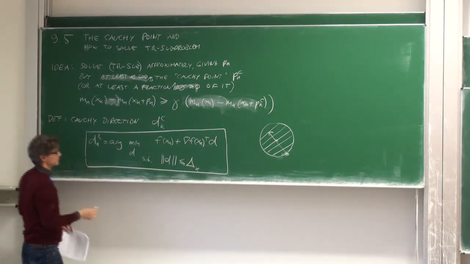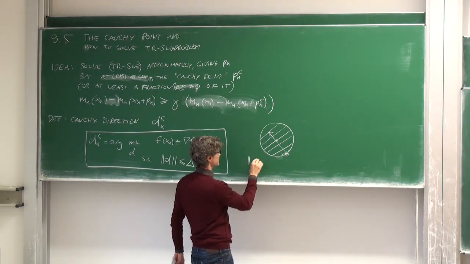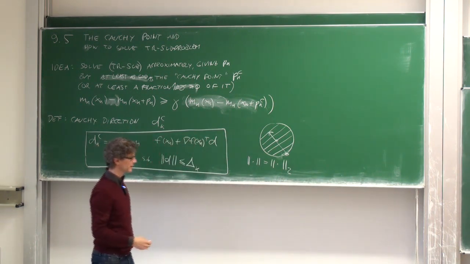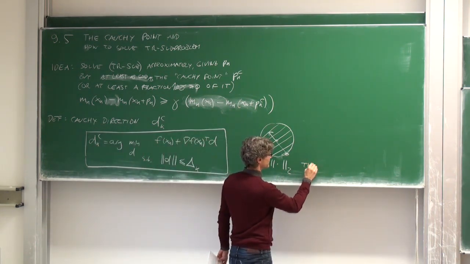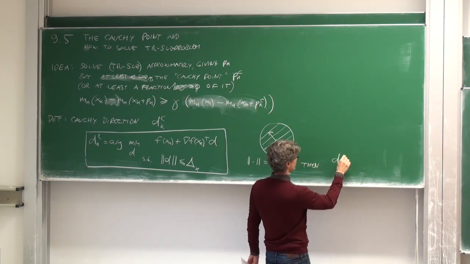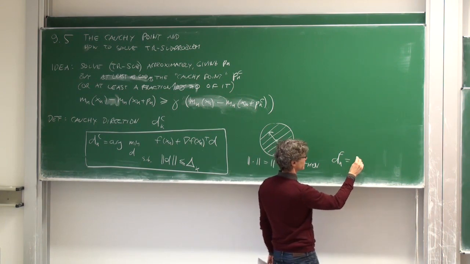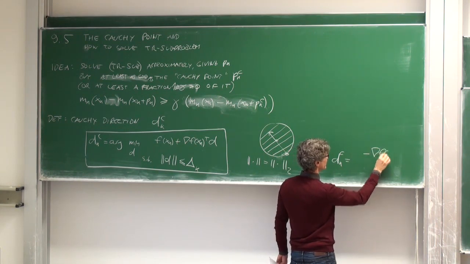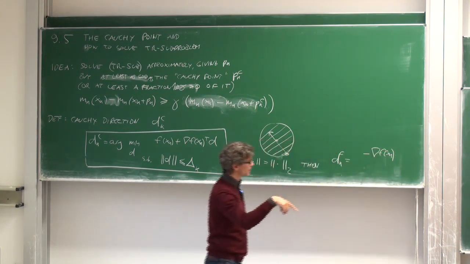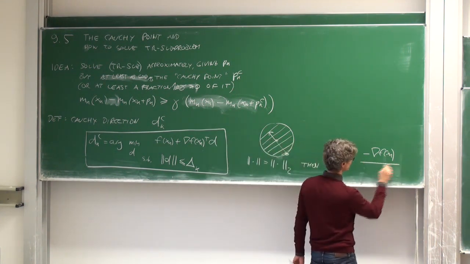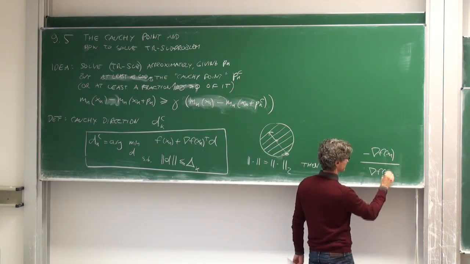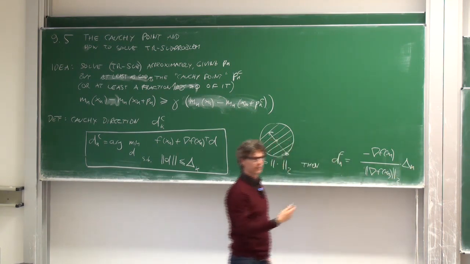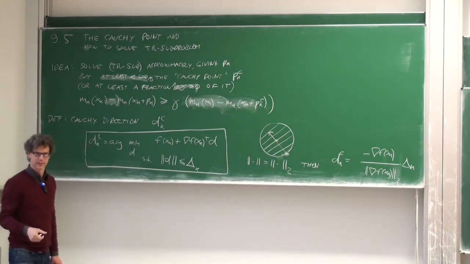So if this norm is the 2 norm, the Euclidean norm, then the Cauchy direction d_k^C is equal to the negative direction of the gradient of f at x_k. So it's like a gradient step, but scaled with the radius. Just to be sure, it would be divided by the 2 norm of the gradient and then multiplied with the step size. So this would be the Cauchy direction. We just call it the Cauchy direction.